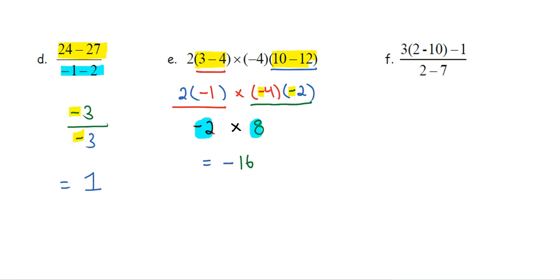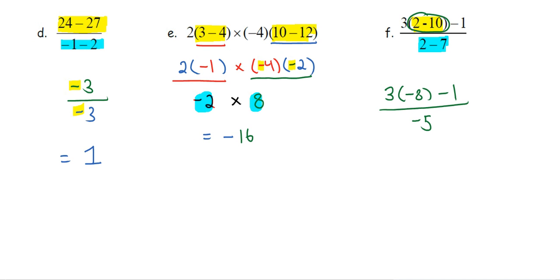Alright, moving on to question 4F here. I see a bracket here, so let's do the bracket first. So the 3 will stay the same. 2 minus 10, that's going to be negative 8 minus 1. Divided by, well, let's just do this calculation right away. 2 minus 7 is going to be negative 5.